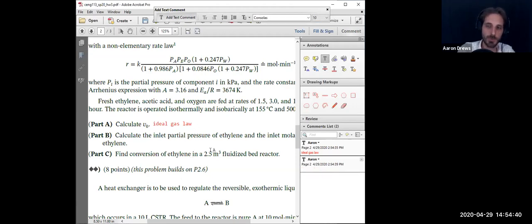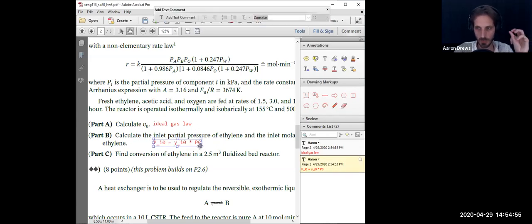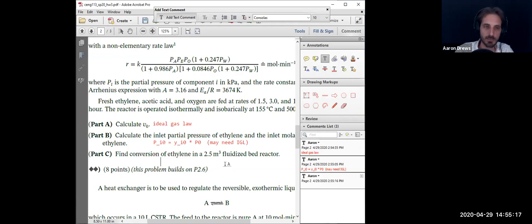To calculate the inlet partial pressures, I would calculate P sub i0 is equal to y sub i0 times P0. P0 is your total inlet pressure, and y sub i0 is your inlet mole fraction. This one may also need the ideal gas law. And then finally, find the conversion of ethylene in a 2.5 cubic meter fluidized bed reactor. That will look very much the same as it would for the other CSTRs, where personally, I would start off with the general material balance, although you can also use the conversion one. The conversion-based one will give you the same amount.